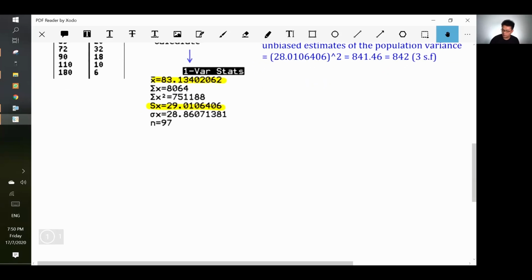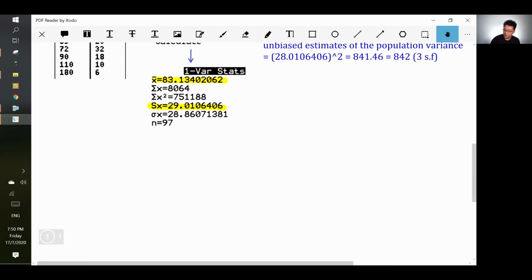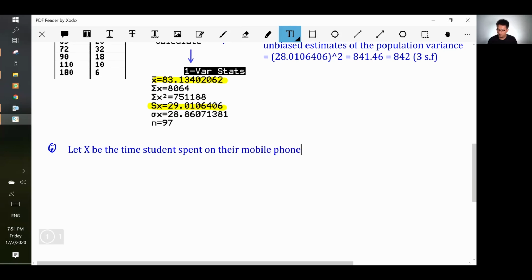Part two, I'll just do it quick also lah. So part two. For part two, we have to define let x be the time students spend on their mobile phone per day. Then let mu, depending on the school, be the population mean time students spend on their mobile phone per day. That's it.